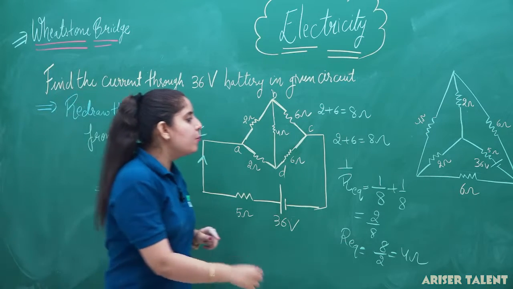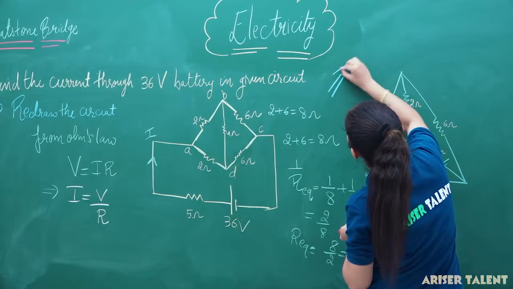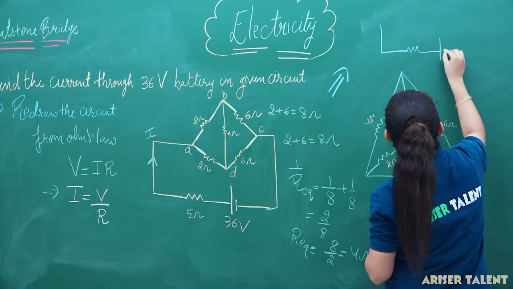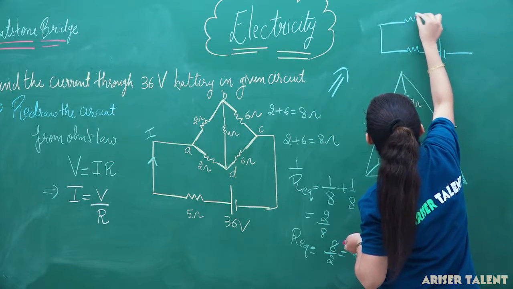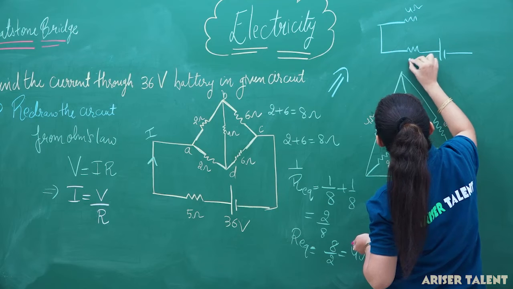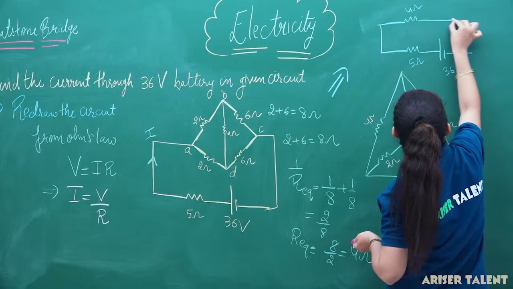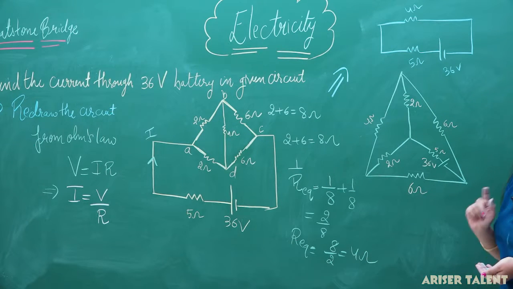Now we can draw one more circuit like this. So what we will get in the simplified circuit, let's see here. This is our 5 ohm, this is our battery, and for the combination of this I am getting here 4 ohm. 4 ohm, 5 ohm, 36 volt. This is the simplified circuit I am getting from the Wheatstone bridge.